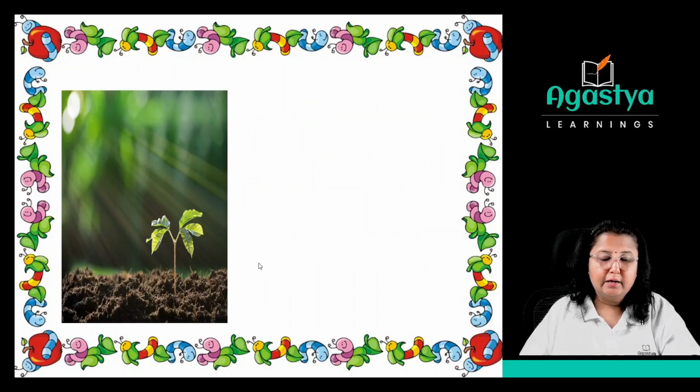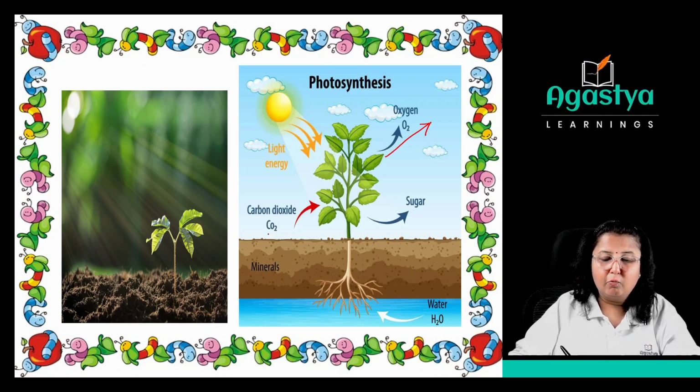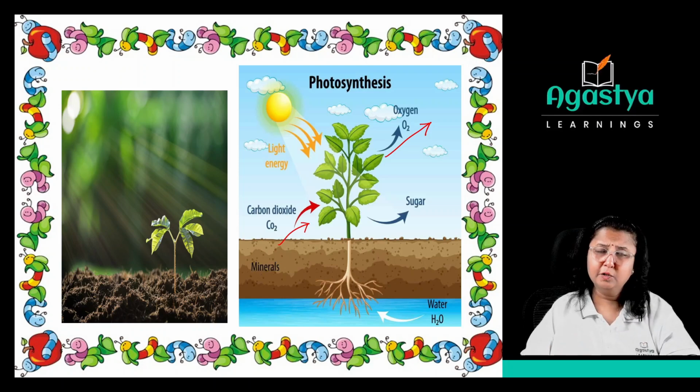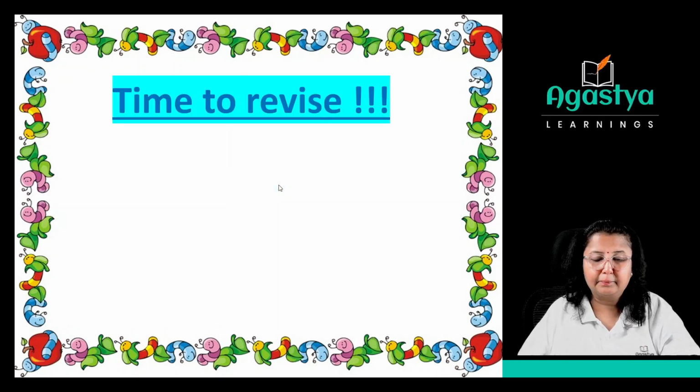So in this way, with the help of photosynthesis, in this picture, oxygen is given out in the air while carbon dioxide is taken in by the plants. In this way also, plants are very helpful for us to keep the air fresh and healthy. So it's time to take a quick revision with some questions.